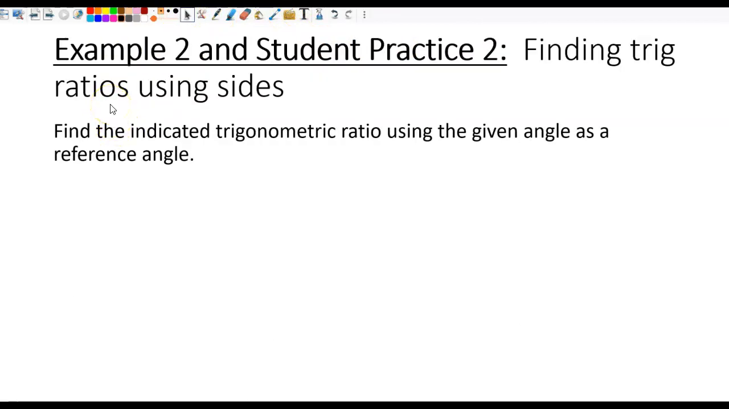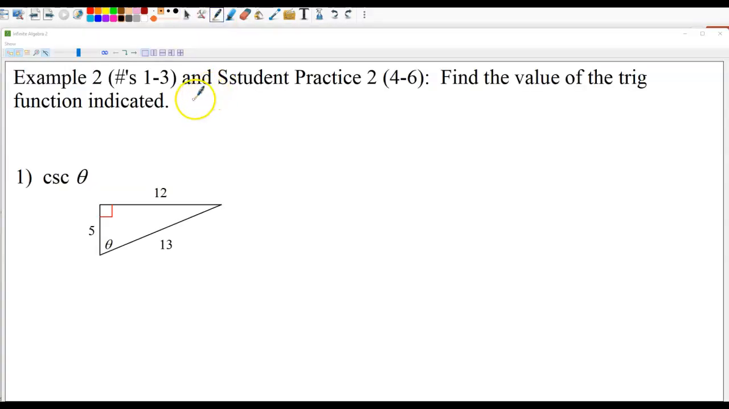What we're going to do now is I'm going to give you a triangle, and I'm going to ask you to find a particular trig ratio. So let's look at example 2, which in your notes today is attached as an extra handout. All right, so this one is CSC, pronounced cosecant of theta. Now, the theta represents your reference angle. So before we even begin, let's label our sides.